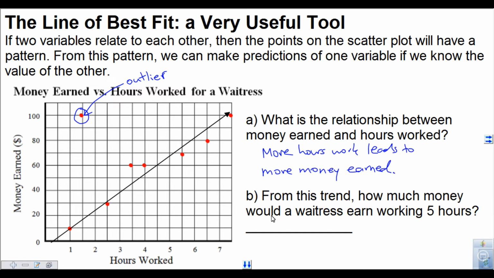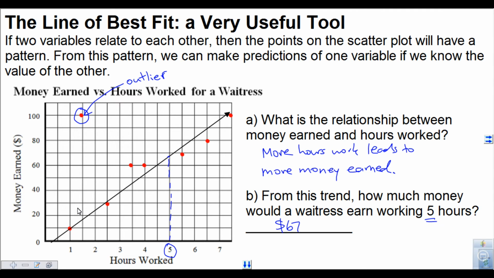Okay. Now, from this trend, how much money would a waitress earn working 5 hours? Well, we can use the line of best fit for that. So for working 5 hours, I'm going to go to where hours worked is, which is right here. I'm going to go up until I hit my line of best fit, and then I read off how much money that is. Okay, so that's a bit less than 70, so I would say something like $67, I suppose. Okay. So we use the line of best fit to make predictions.